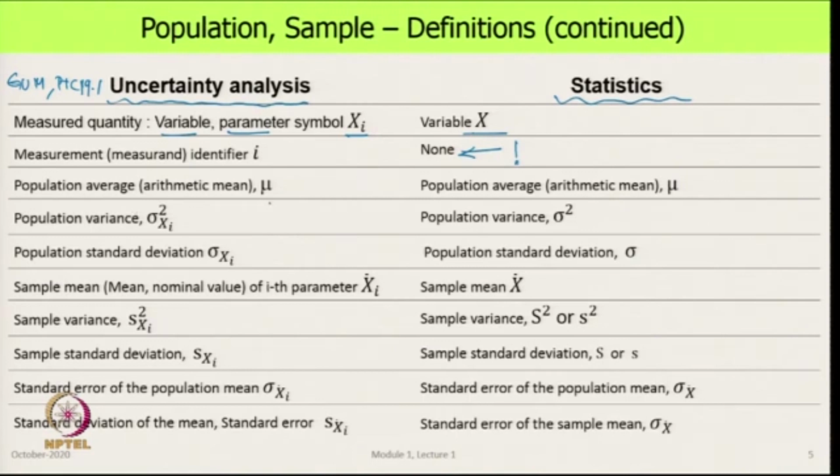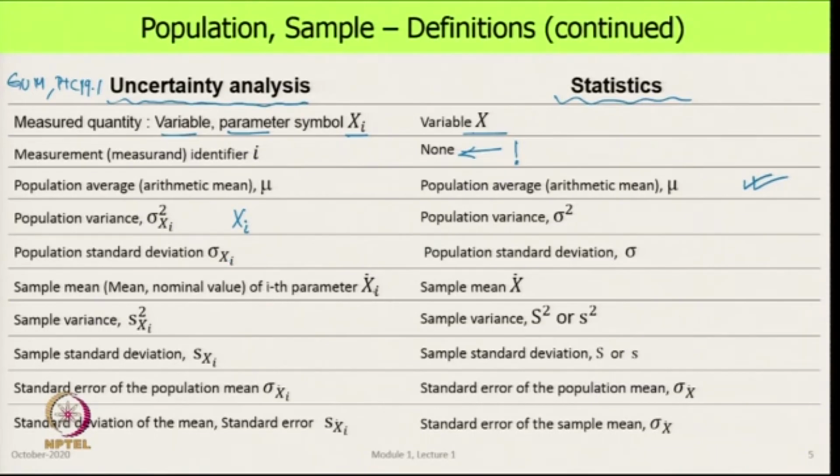Population average, the arithmetic mean, we give the symbol mu, here also the symbol is mu. So, this is consistent. Population variance here is sigma square; here we give a clarification that it is sigma square subscript xi, that means it is the population variance of the parameter xi. So, there is the subscript coming there. Population standard deviation, similarly, here it is sigma, here it is sigma with subscript xi, which tells you that this is the population standard deviation for the xi parameter.